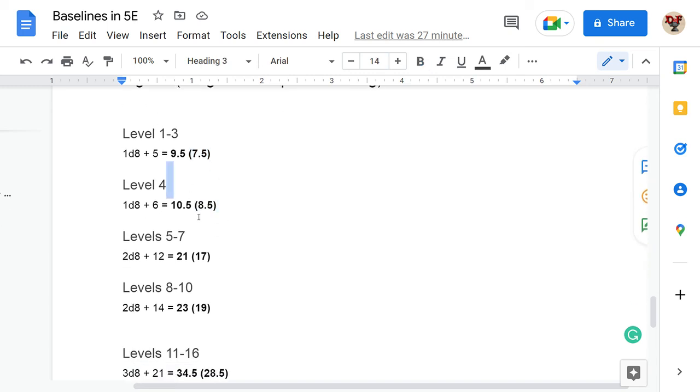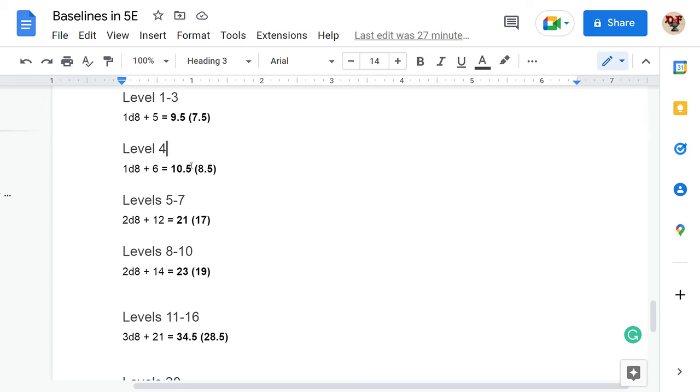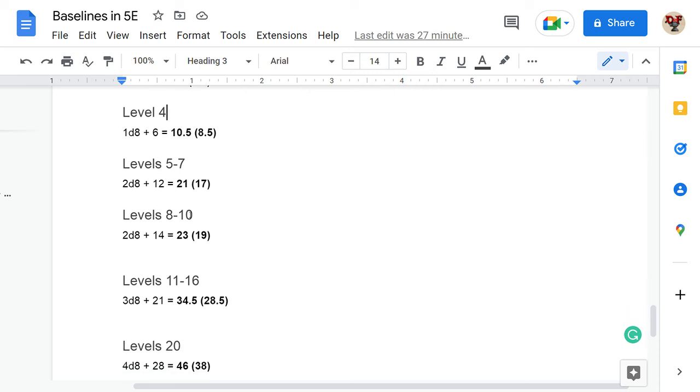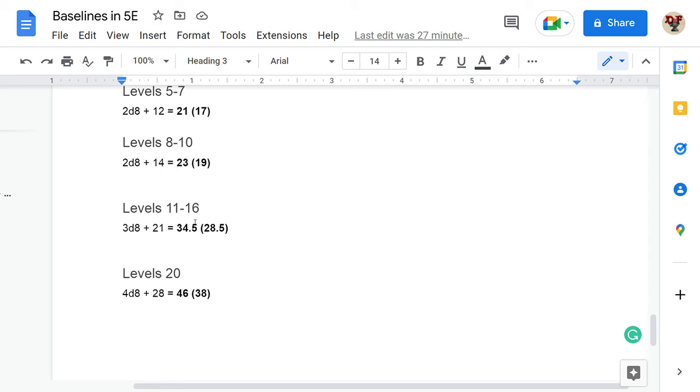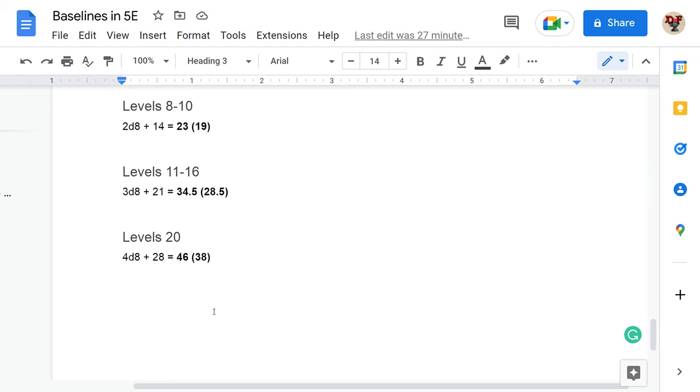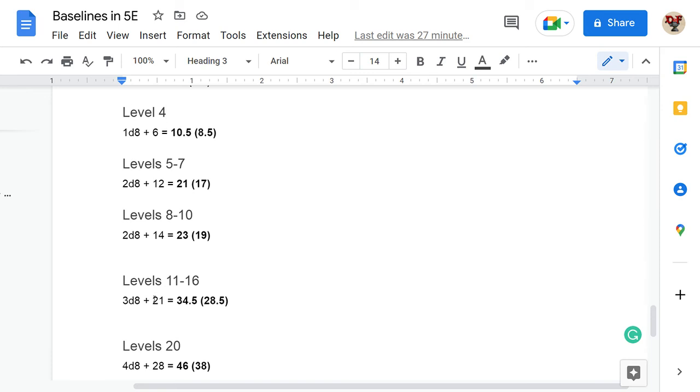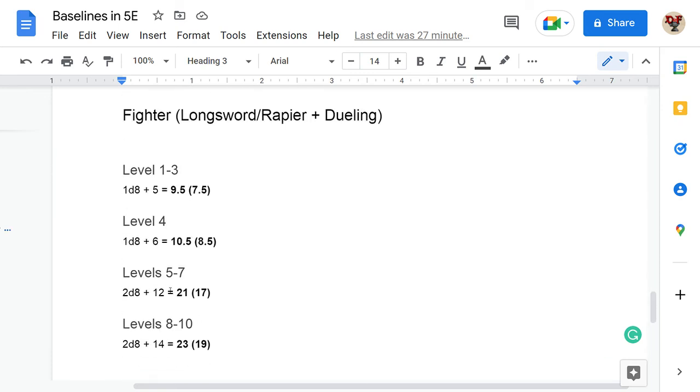So we start off levels 1 to 3 at 9.5 or 7.5. Level 4 bumps up to 10.5 or 8.5. Levels 5 to 7 goes up to 21 or 17. 8 to 10 goes up to 23 or 19. Levels 11 to 16, 34.5 or 28.5, and at level 20, with the 4th attack, it goes up to 46 or 38. Now this is, again, in my opinion, a much more reasonable baseline.